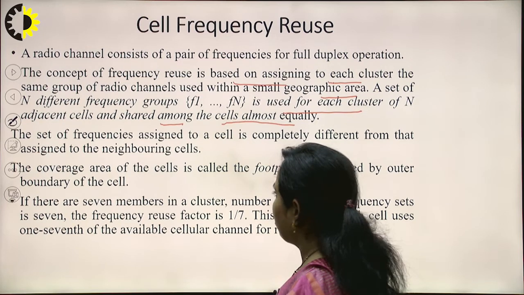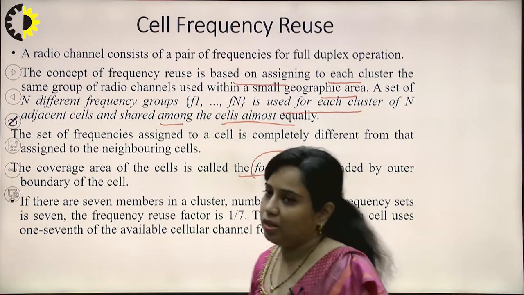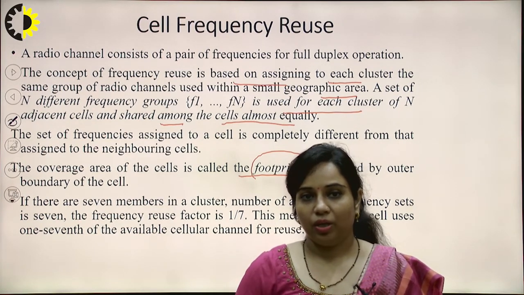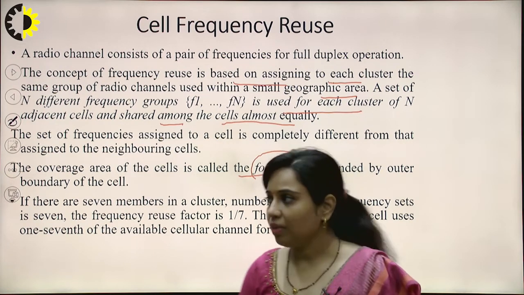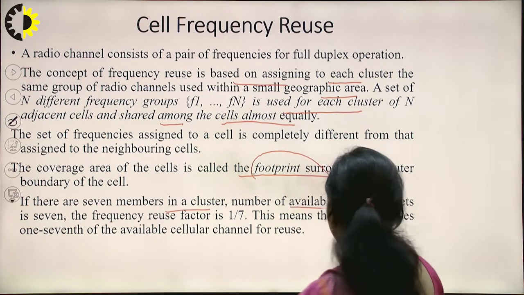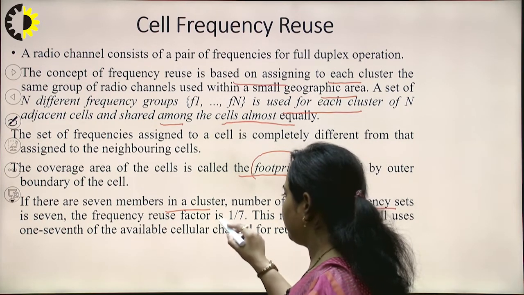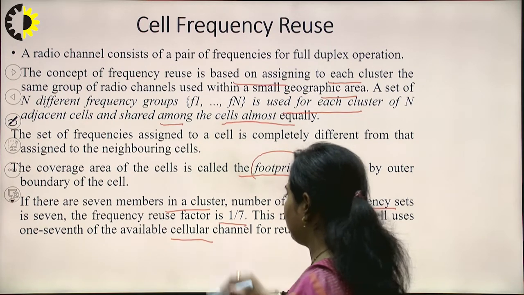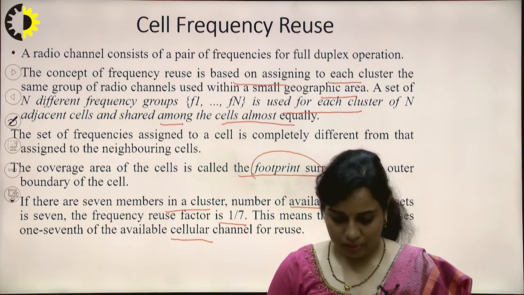Now the coverage area of the cells is called the footprint, surrounded by the outer boundary of the cell. Whatever geographical area is divided into cells, that particular area covered by the cell is known as the footprint. So if there are 7 members in a cluster, the number of available frequency sets is equivalent to 7, and the frequency reuse factor is given by 1/7. This means that each cell uses 1/7 of the available cellular channels for reuse. So this is the concept of cell frequency reuse.